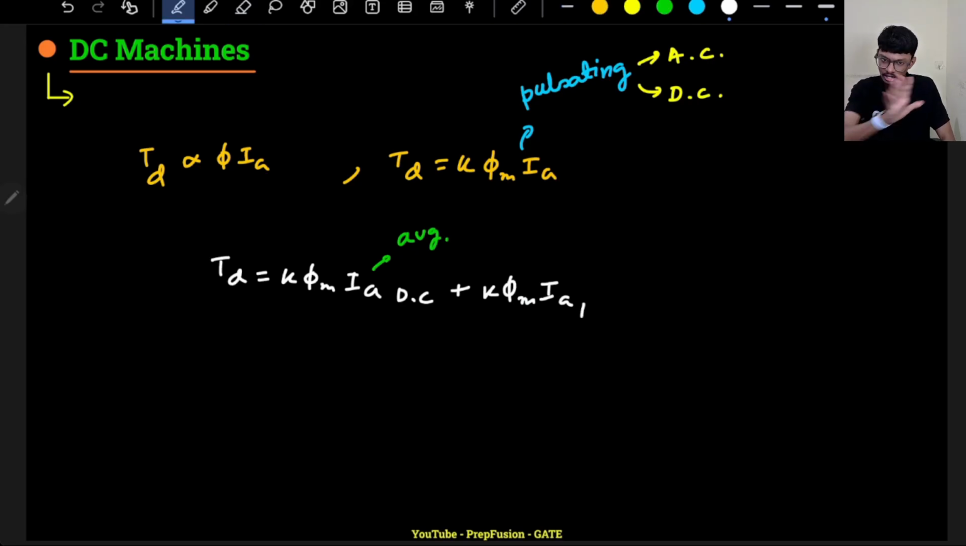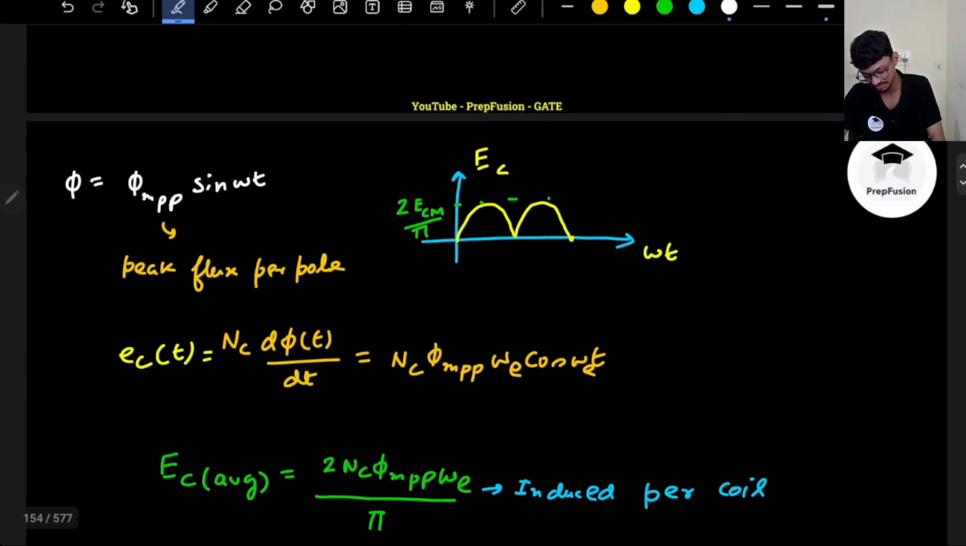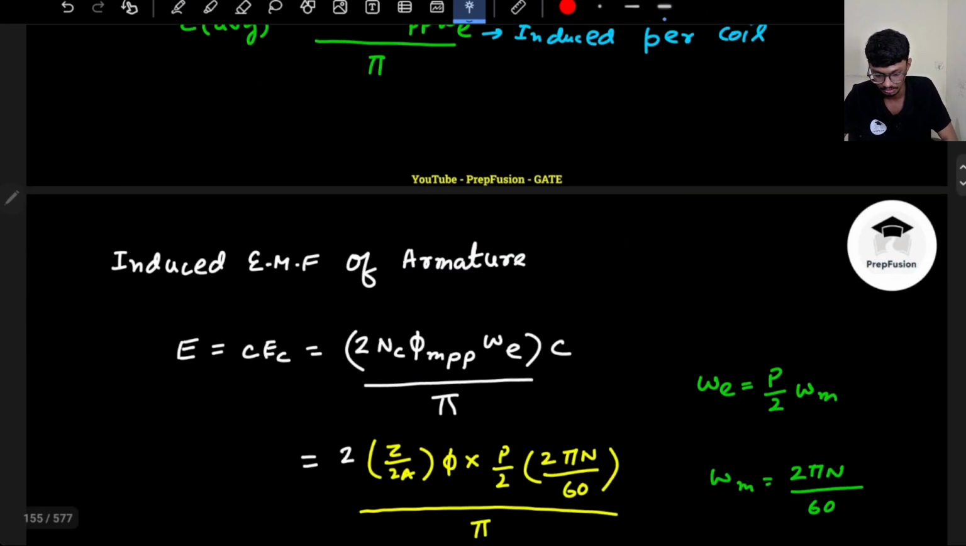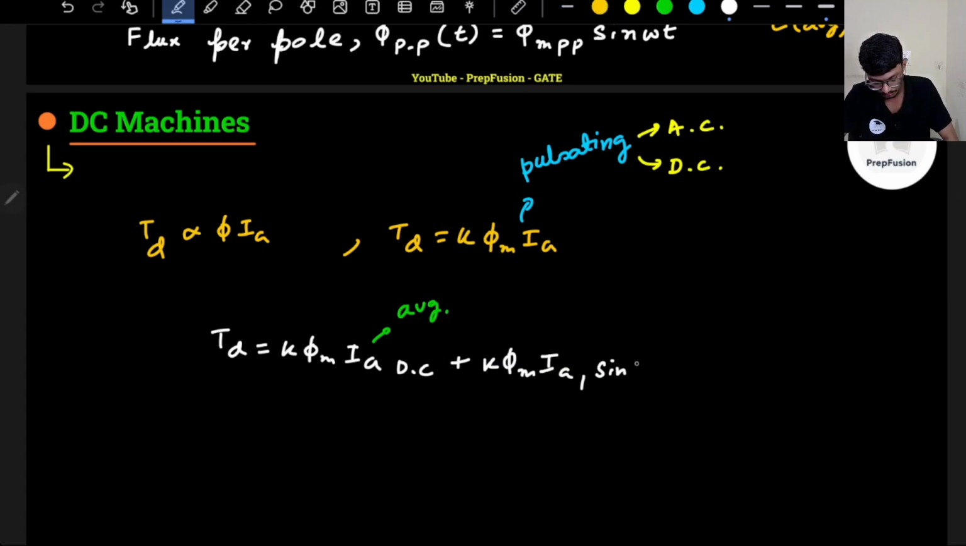Okay, this waveform can have more harmonics, right? I am just discussing the fundamental component. So K phi m IA1 sine omega electrical into T, and second harmonics it can also have: K into phi m IA2 sine 2 omega into T. Sorry, this will be omega 1, and this will be 2 omega into T, and so on. It will go on.